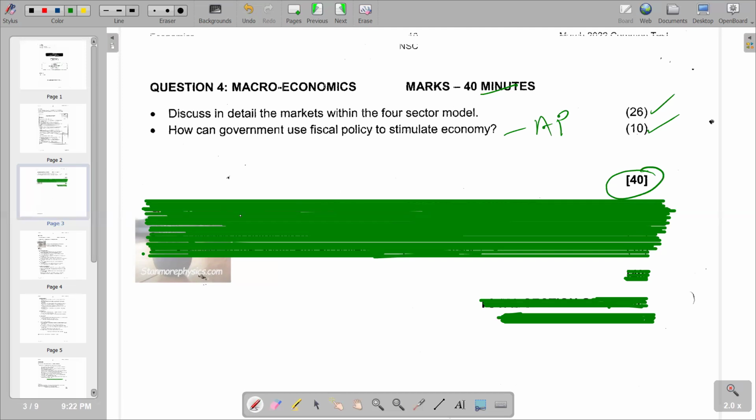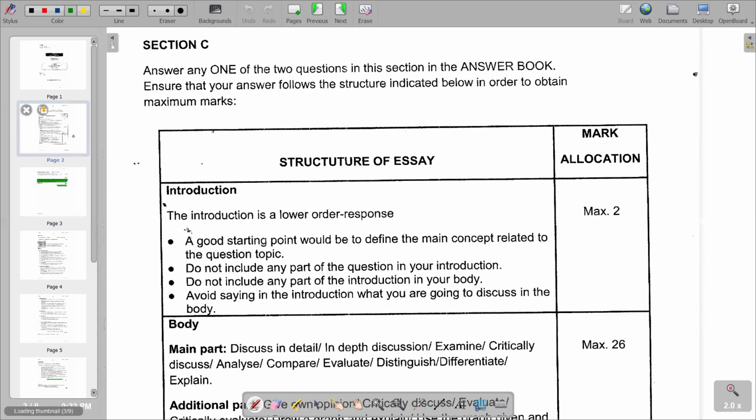So this is one essay, but we know that we have a layout that we need to follow. We start with the introduction, then go to the main body, then end with our conclusion. According to the requirements, the introduction is a lower order response. A good starting point is to define the main concept. Take note: do not include any part of the question in your introduction, do not include any part of the introduction in your main body, and avoid saying in the introduction what you are going to discuss in the body. These are the key points to note for the introduction.